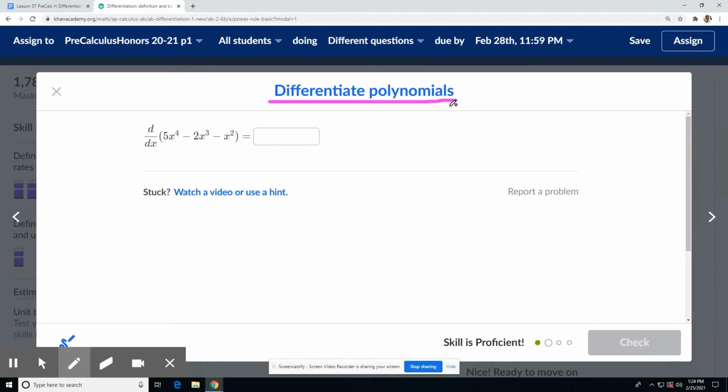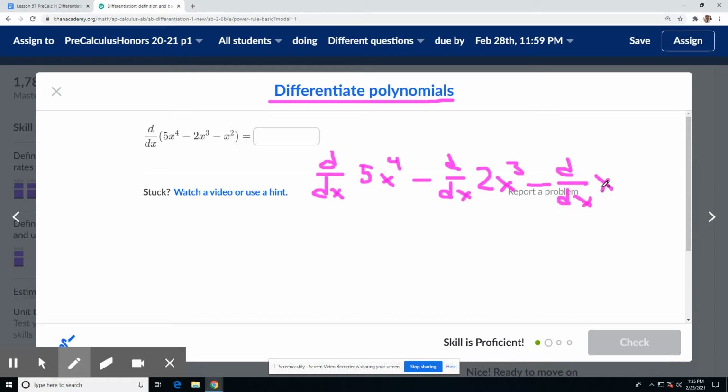Differentiate polynomials. Polynomials usually just refers to the fact that there are several terms. Terms are separated by plus or minus signs. So as we look at this, basically what we're doing is d dx of the 5x to the fourth. You can use the minus sign or the plus sign, and d dx of the 2x cubed, and I'm just using minus signs here, d dx of x squared.